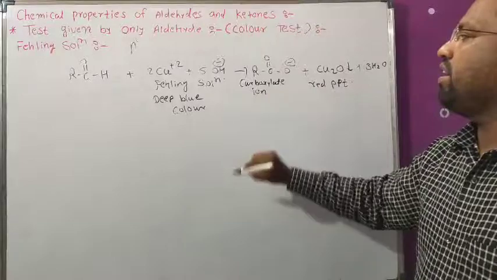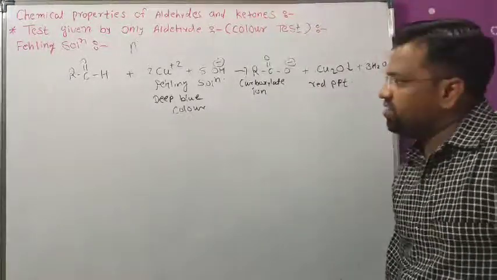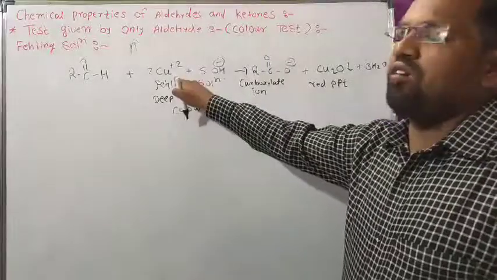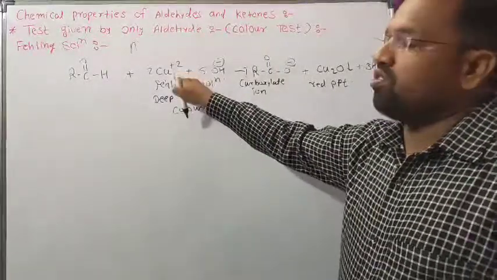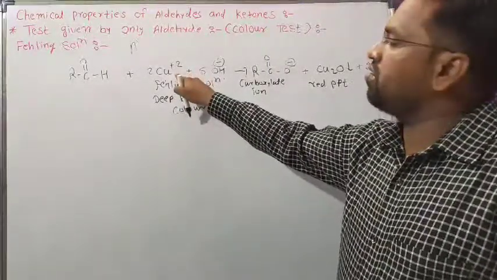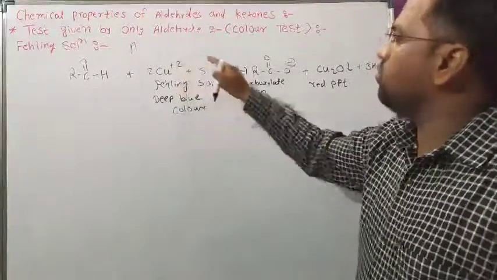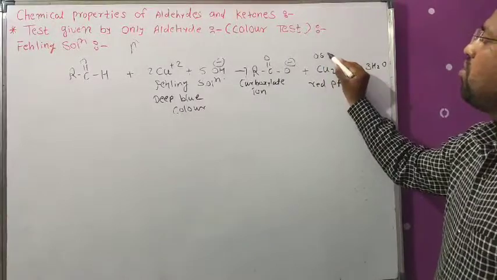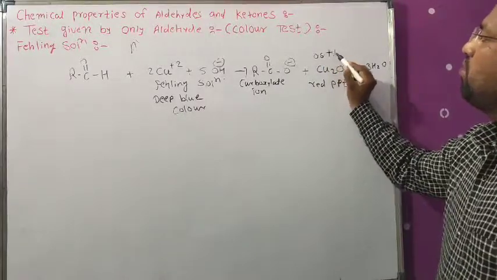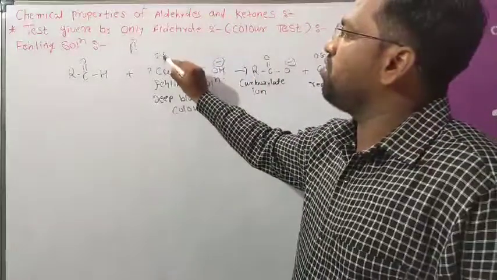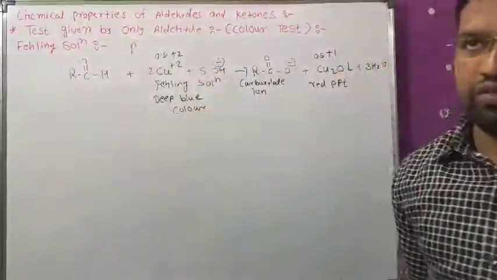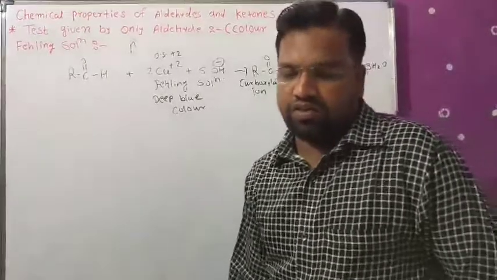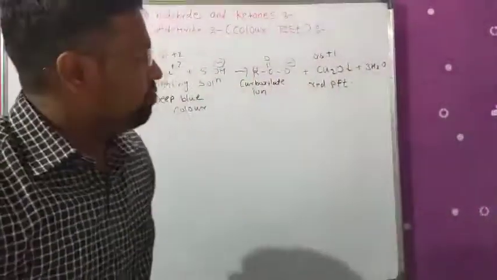ion, okay, and itself undergoes a reduction reaction, and the oxidation state of copper, or the cupric ion, is reduced from +2 to +1. What is the oxidation state of copper here? That is +1, and what is the oxidation state of copper here? That is +2. That is, the cupric ion is converted into cuprous oxide. Okay, so this is a very simple reaction.